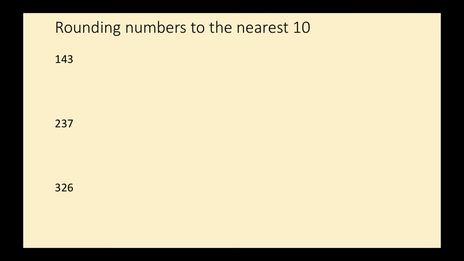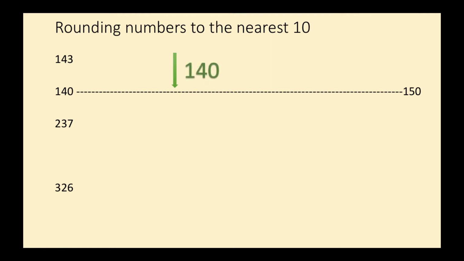So let's round these numbers to the nearest 10. Now, in this case, we've got 143, 237 and 326. So there's hundreds in there, but they don't want us to round to the nearest 100, they want us to round to the nearest 10. So 143 must be between 140 and 150. And 143 must lie around about there. If 5 is right in the middle, 145 would be right in the middle. So that means we'd round it to 140. So in essence, you can forget the hundreds and just look at the 43 and then add the 1 on at the end if you get confused.